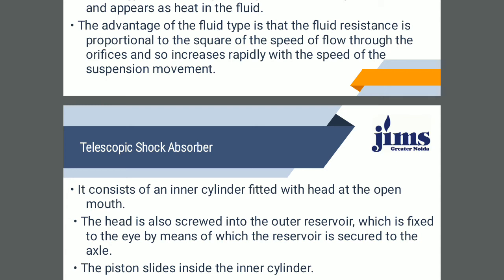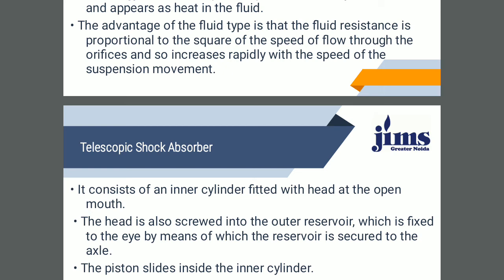Now, how does the telescopic shock absorber work? This type of shock absorber is connected between the chassis frame and the axle. Most modern passenger car suspensions use the direct double acting telescopic type hydraulic shock absorber. They are called direct acting because of their direct connection between the car frame and the axle. They are directly connected, that's why they are called the direct double acting telescopic type.